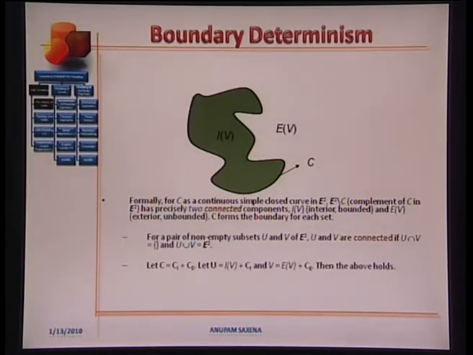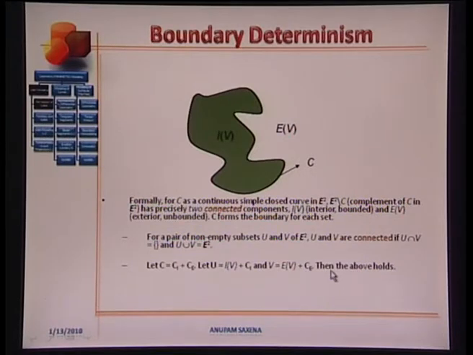Let us divide a set of all points on C into two subsets, Ci and Ce. I here corresponds to the interior and E here corresponds to the exterior. Let us define the two subsets U and V as U equals IV plus Ci and V equals EV plus Ce.